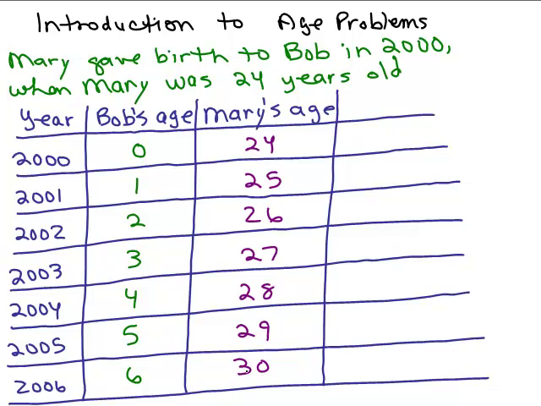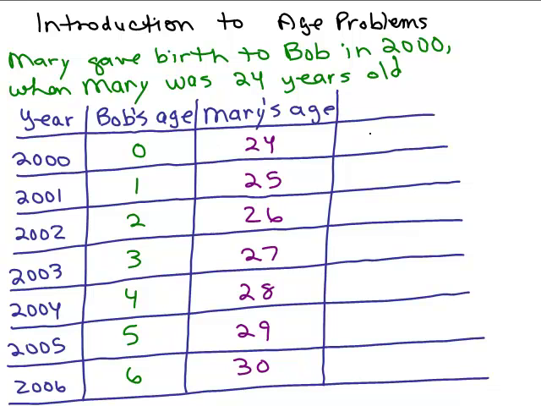I want you to think about it. How old do you think he will be when she's lived twice as long? In other words, he would be half her age. Can you figure that out? That actually happens when he is the same age she was when he was born. So when he's 24 and she's 48.